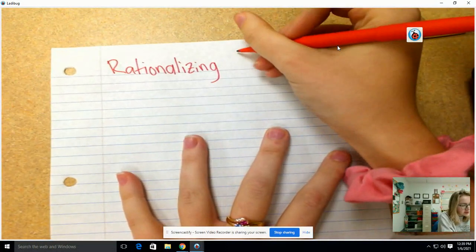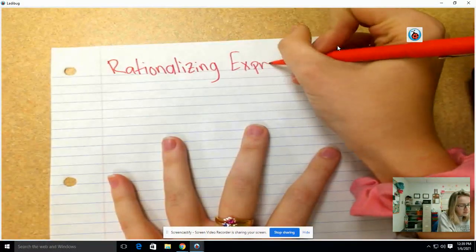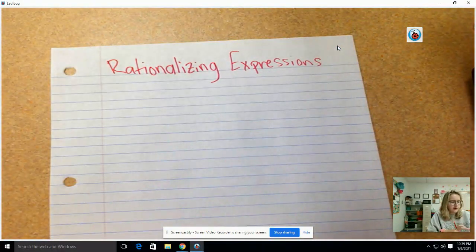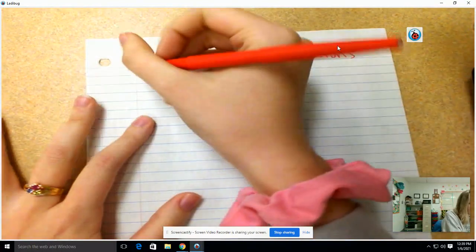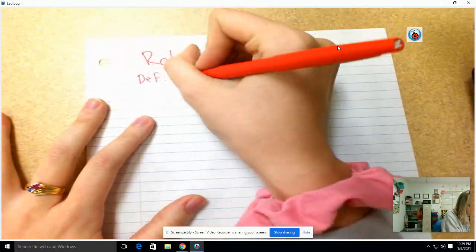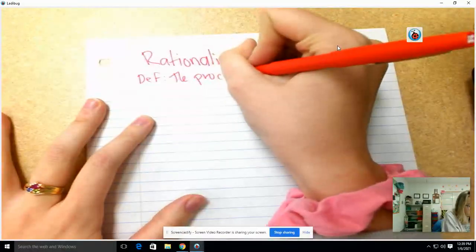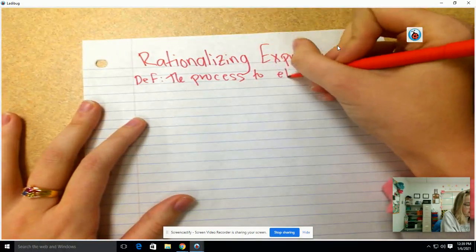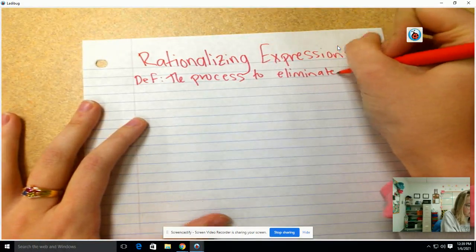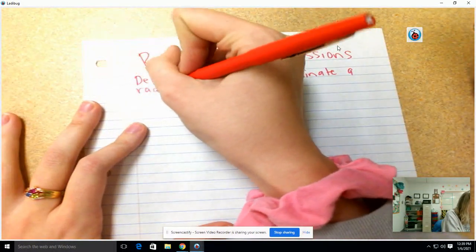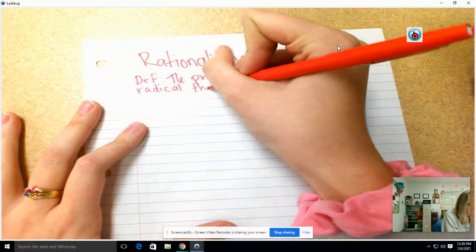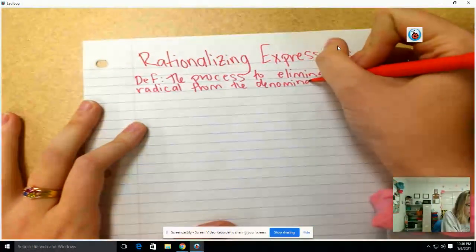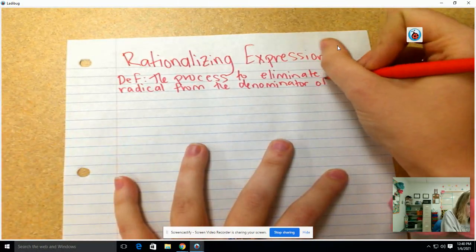Rationalizing expressions. Okay, and to rationalize, the definition is the process to eliminate a radical from the denominator of a fraction.